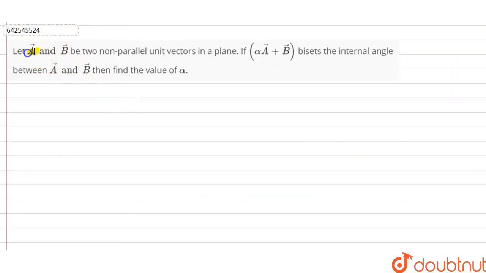Hi students, our question is: let vector A and vector B be two non-parallel unit vectors in a plane. If alpha A vector plus B vector bisects the internal angle between A vector and B vector, then find the value of alpha. So we can say let this be A vector, and this be, let's say, B vector.